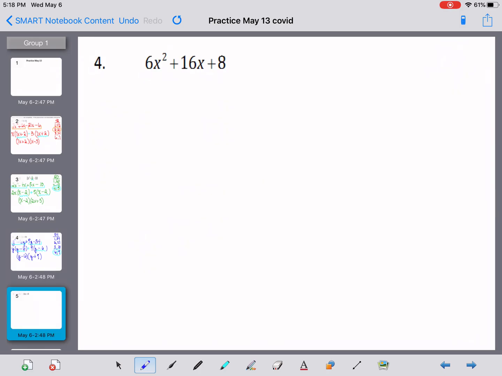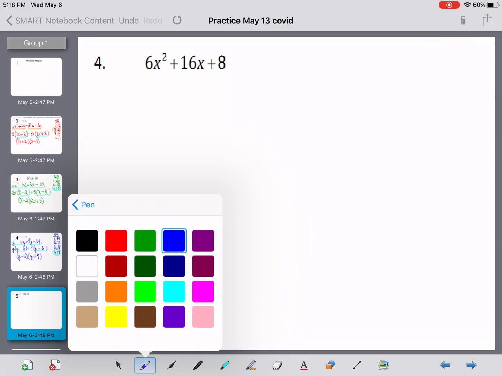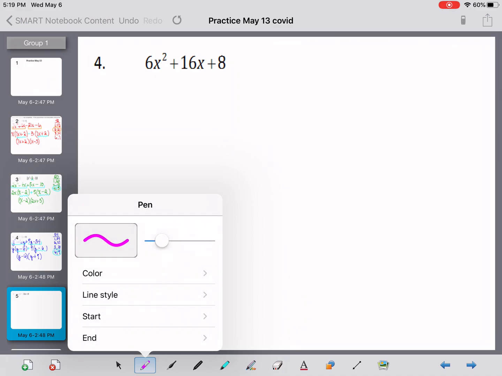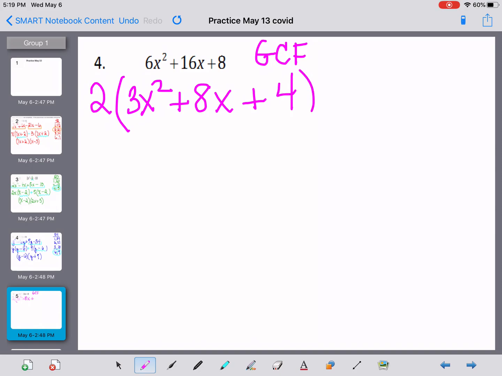Number 4. Looks like it's a new problem, and it actually is, but we need to go back to an older concept, and that is we need to deal with the fact that there's actually a greatest common factor in this problem. So if we take a quick look at it, 6 and 16 and 8 are all even numbers, so we have a 2. So we're going to take out a greatest common factor of a 2. 6x squared divided by 2 is 3. 16x divided by 2 is 8. And 8 divided by 2 is 4.